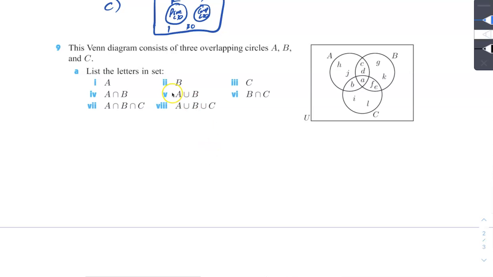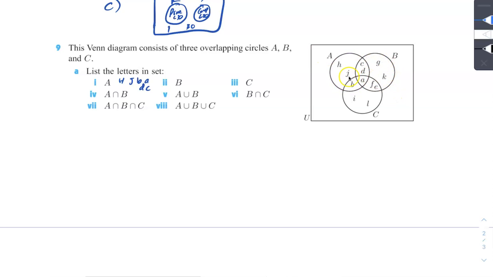9. The Venn diagram consists of 3 overlapping circles, A, B, and C. List the letters in each set. So using this Venn diagram, we're going to list all the things that are in this set. Look at A. I just want all the letters that are in A. Remember, A is this circle. So all the letters in A are H, J, B, A, D, C. So that's everything in A.